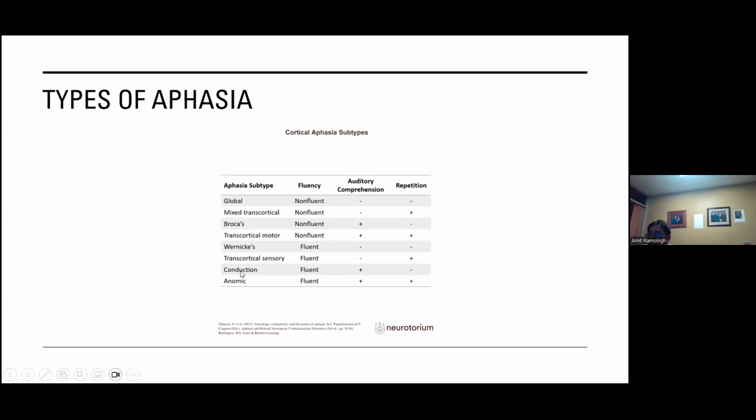There's the conduction type aphasia, which represents more of a lesion in between the fibers that connect the Broca's to the Wernicke's area, or the arcuate fasciculus. These patients also often present with fluent speech, intact comprehension, but poor repetition.